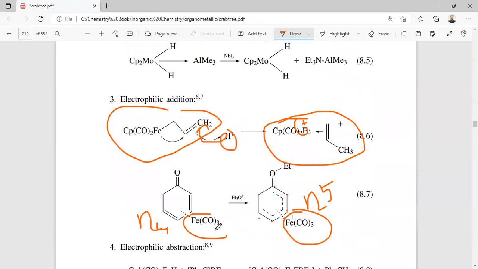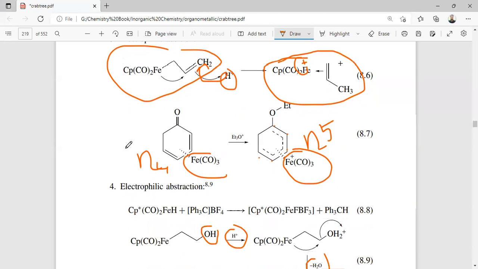So this is the basic difference between nucleophilic addition and electrophilic addition. In nucleophilic addition, the hapticity decreased, and in electrophilic addition, the hapticity increased. And for nucleophilic addition, one unit of negative charge is generated on the metal center, and for the electrophilic case, one unit of positive charge is generated on the metal center.